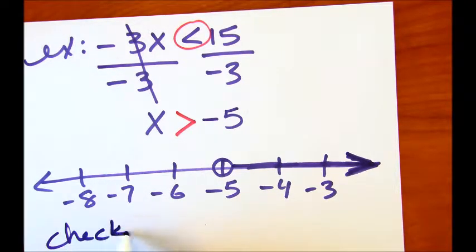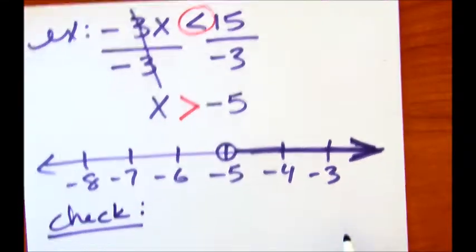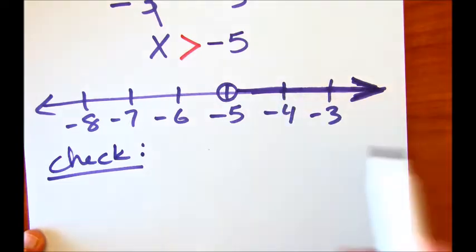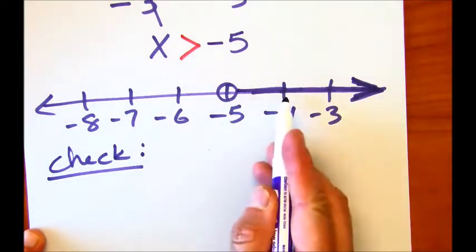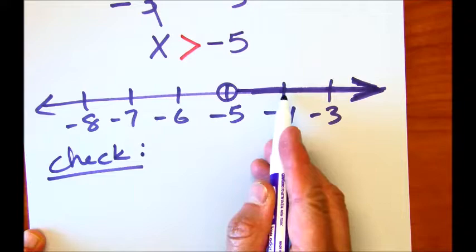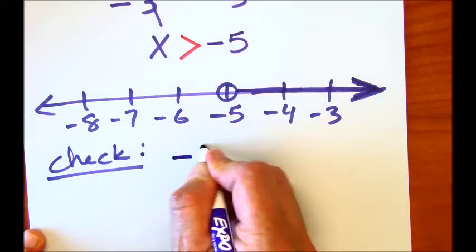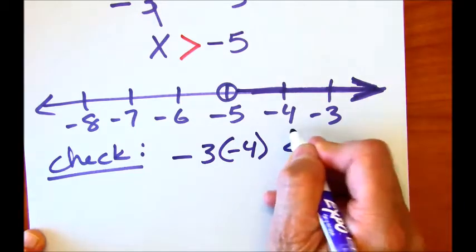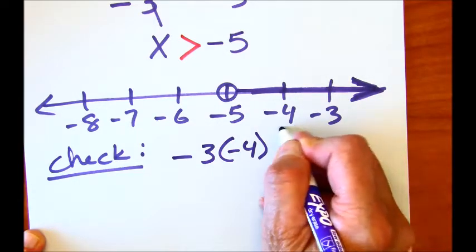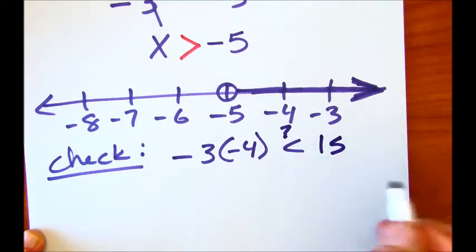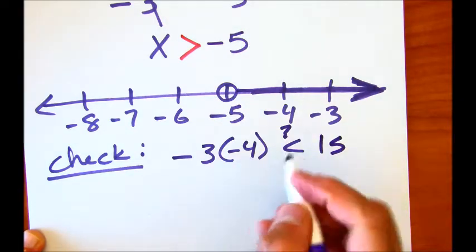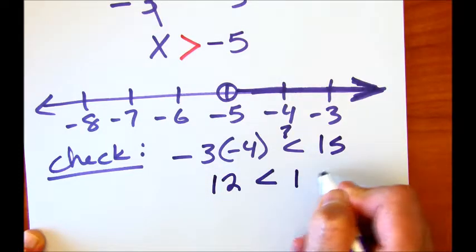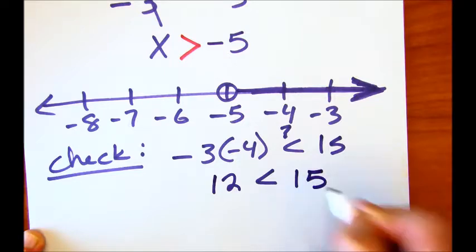Now let's go ahead and check. Let's pick one of those numbers to make sure that's correct. And let's say negative 4. Okay, negative 4 is in this darkened area, so I'm going to choose negative 4. So I've got negative 3 times negative 4. Is that less than 15? Let's see. Negative 3 times negative 4 is a positive 12. And you know what? 12 is less than 15.